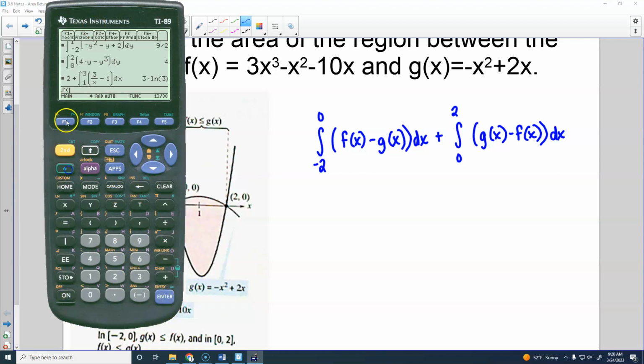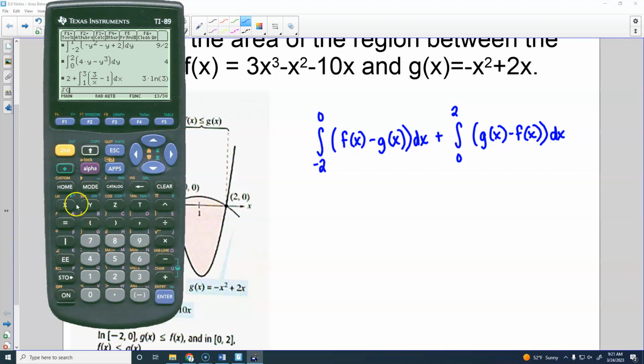So, oh wait, you can't do it till you put your functions in y1 and y2. So 3x to the third minus x to the second minus 10x and negative x to the second plus 2x. And so, I didn't really mean to graph that. We don't need the graph because it's already been given to us. Wasting time here.